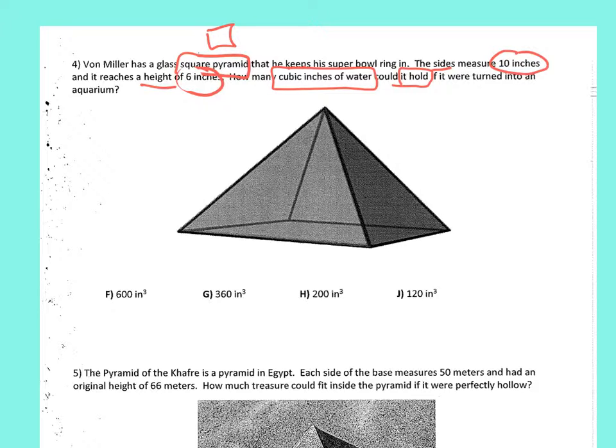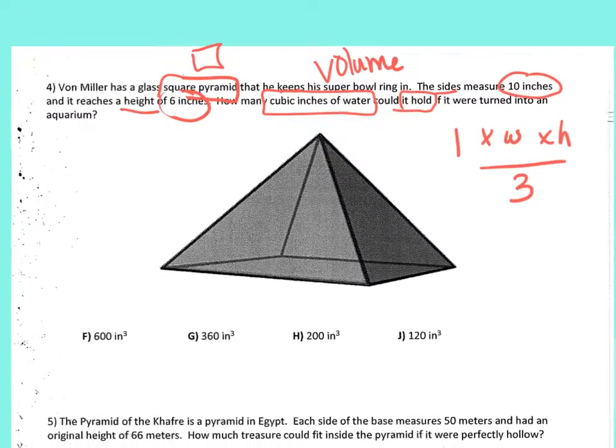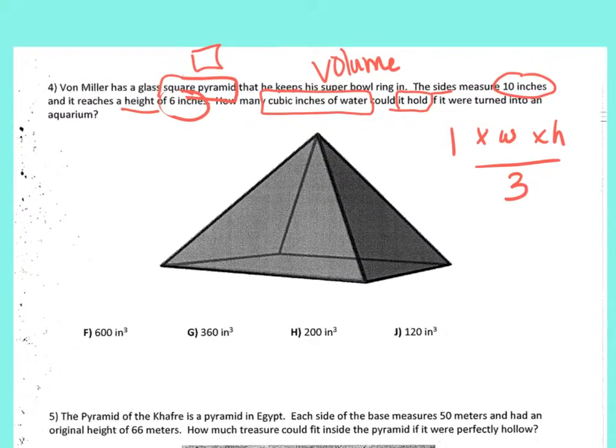So is this volume or surface area? Okay, there's 3s and it says cubic and it says how much could it hold. If your bottom is a square, so your base is a square, what formula should we use? Look at that formula chart. Length times width times height divided by 3 because the base is a square, not a triangle.